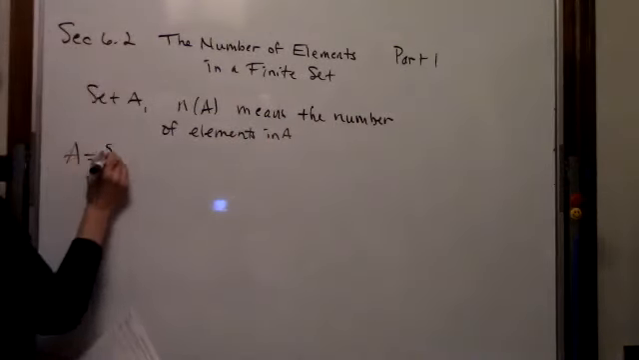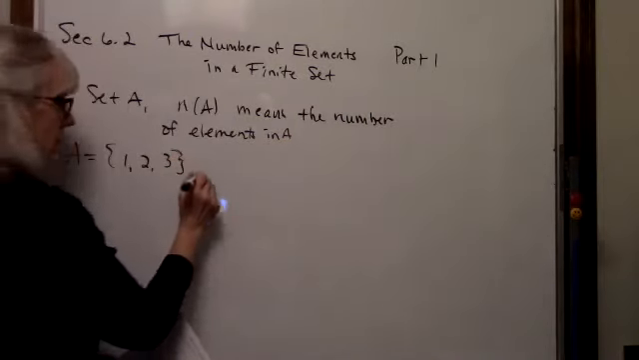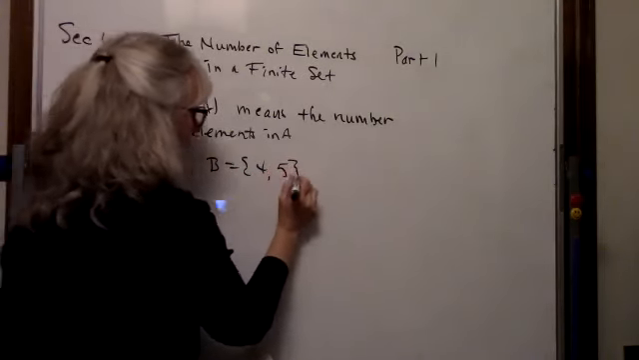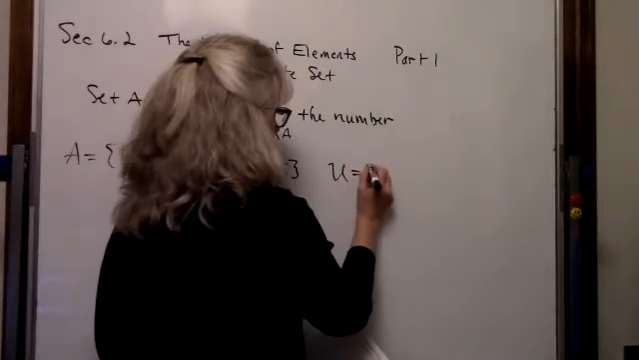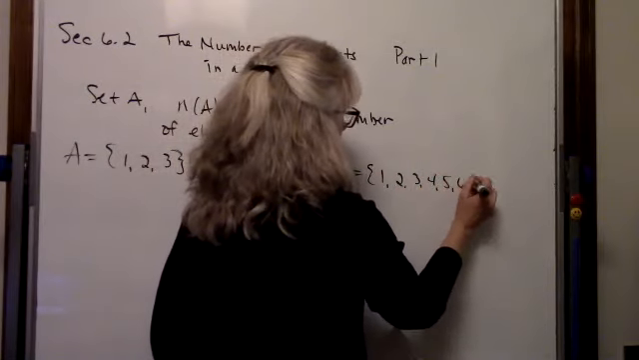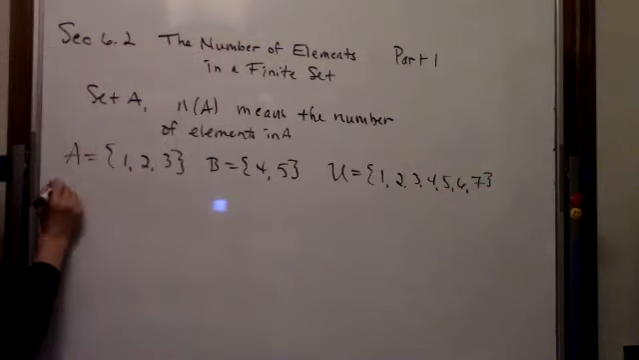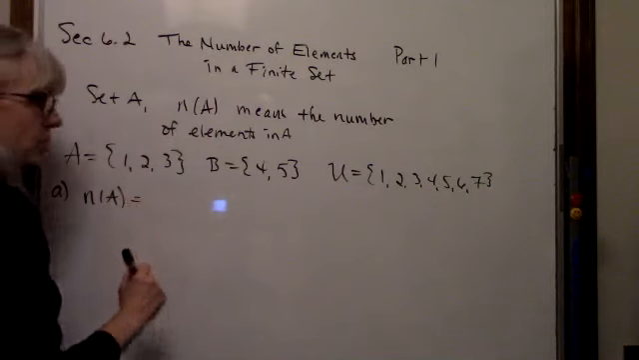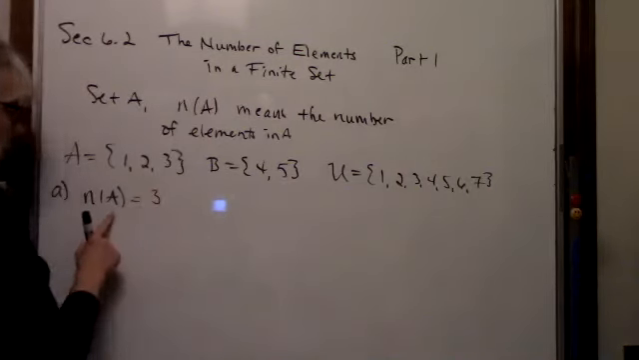We're going to let A be the set 1, 2, 3. B is the set 4, 5. And then finally the universe, which is really important for where we're headed, is 1 through 7. So 1, 2, 3, 4, 5, 6, and 7. What we want to find, first of all, is the number of elements in A. Literally, all you have to do is count them. So it has 1, 2, 3 elements. So the number of elements in A is 3.